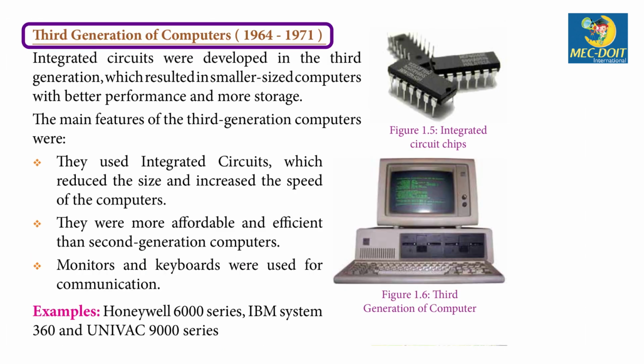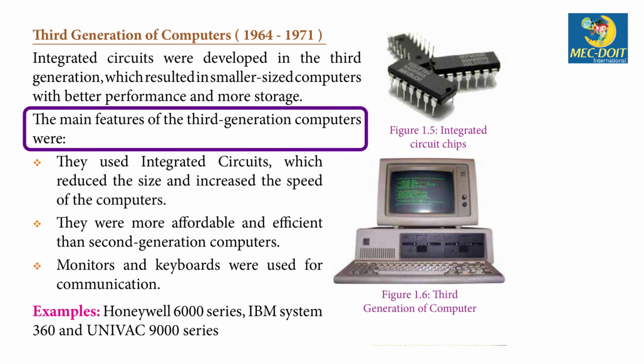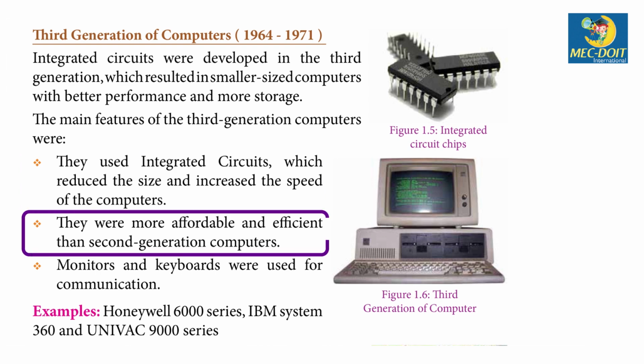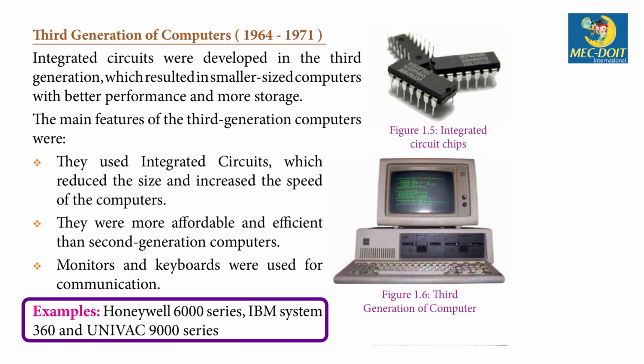Third generation of computers, 1964 to 1971. Integrated circuits were developed in the third generation, which resulted in smaller sized computers with better performance and more storage. The main features of the third generation computers were: they used integrated circuits which reduced the size and increased the speed of the computers. They were more affordable and efficient than second generation computers. Monitors and keyboards were used for communication. Examples: Honeywell 6000 series, IBM System 360, and UNIVAC 9000 series.